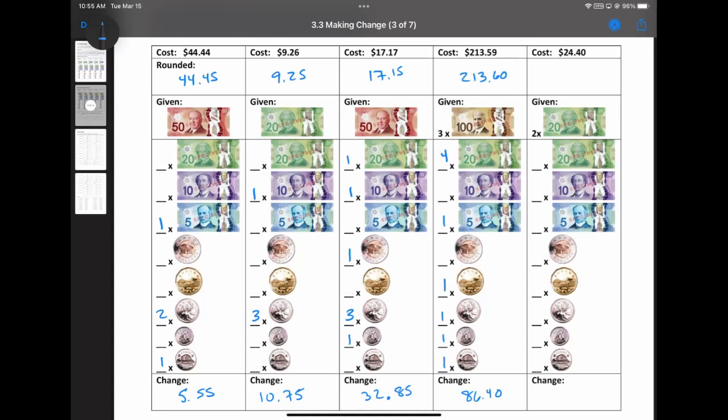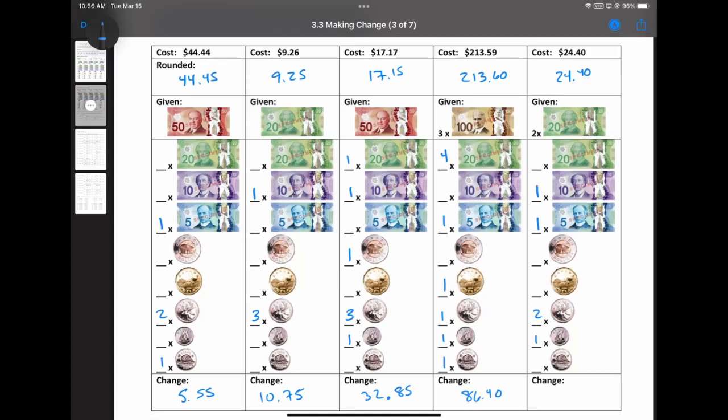And then the last one, no rounding required. If we want to get from $24.40 up to $40, the first thing we have to do is add 60 cents. Well, that would be 2 quarters and a dime. That takes us from $24.40 to $25. 25 plus 5 gets us to 30. 30 plus 10 gets us to 40.